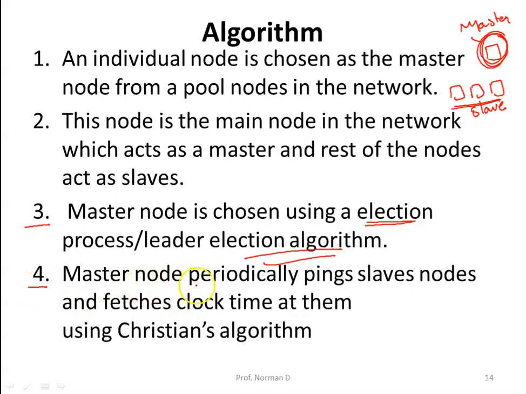Next step. The master node periodically pings the slave nodes and fetches their clock time using Cristian's algorithm. So basically the master node will ping the first slave, the second slave and the last slave and try to find out what the time is on the first slave, second slave and third slave.